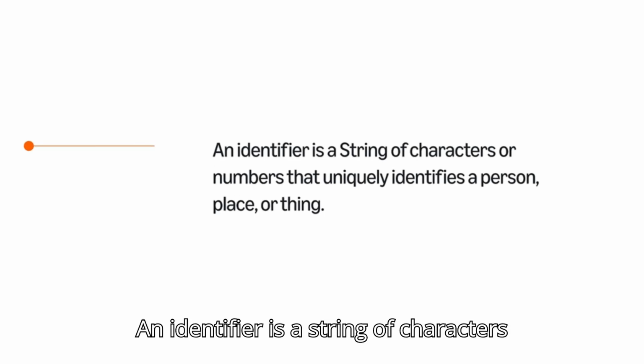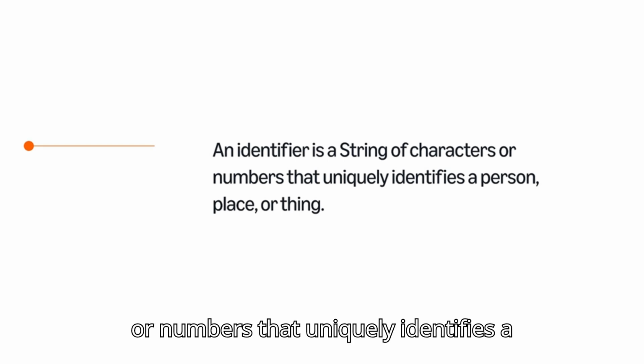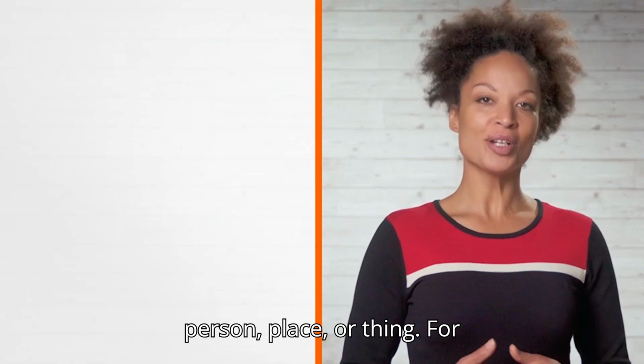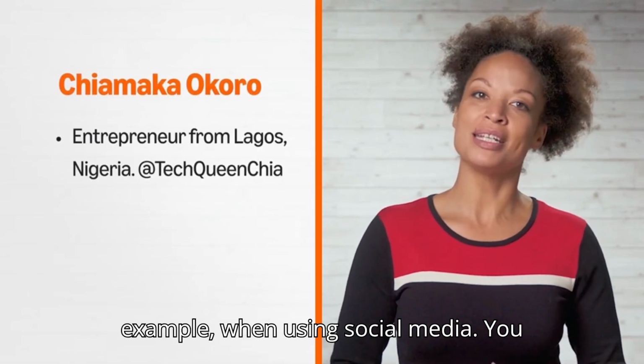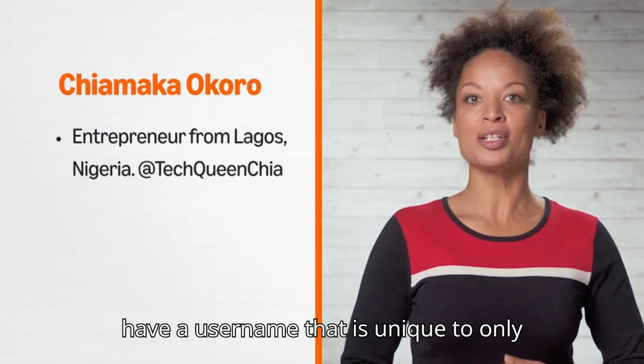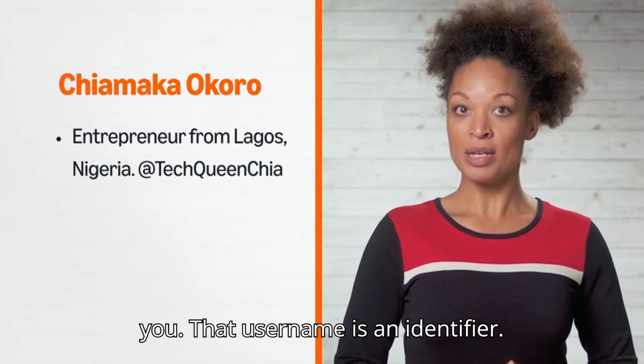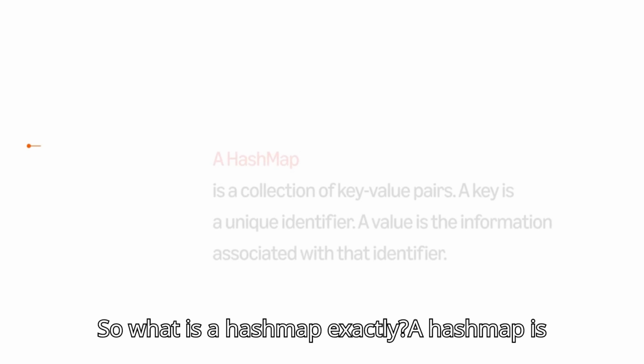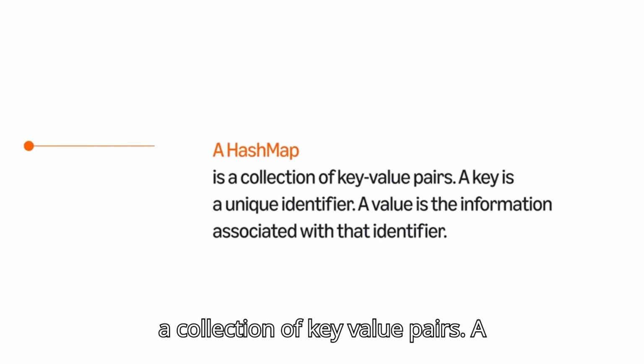An identifier is a string of characters or numbers that uniquely identifies a person, place, or thing. For example, when using social media, you have a username that is unique to only you. That username is an identifier. So what is a hash map exactly? A hash map is a collection of key value pairs.